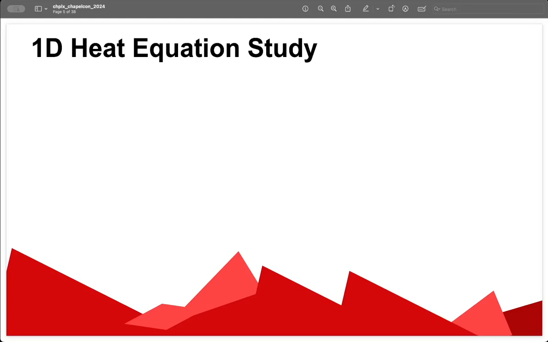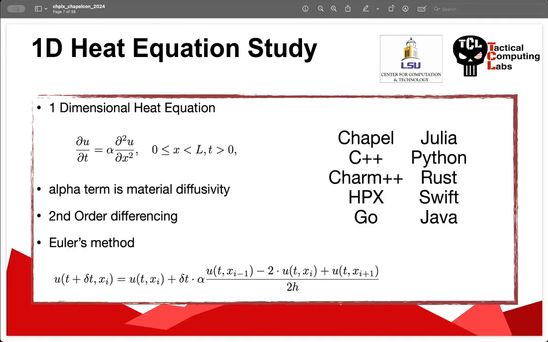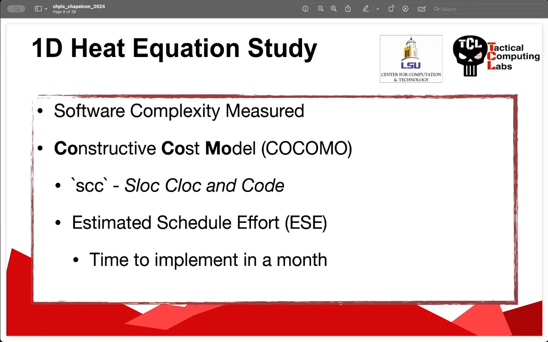The 1D heat equation study which motivated this effort was the following. It was published in the EuroPar 2023 workshops. Preprints are available at the link below on arXiv. The study implemented a 1D heat equation code where the alpha term represents material diffusivity. Second order differencing and Euler's method are applied to perform the computation, and it was implemented across 10 different programming languages.